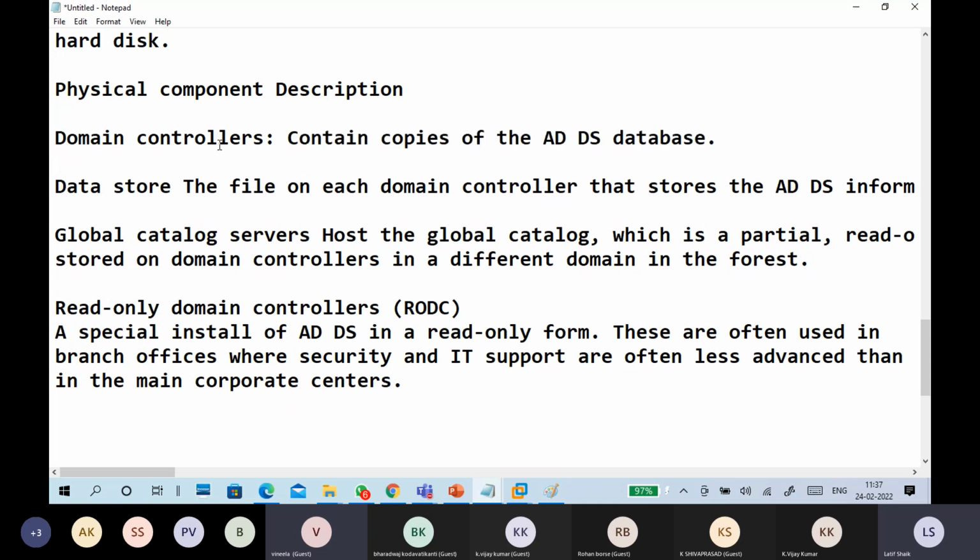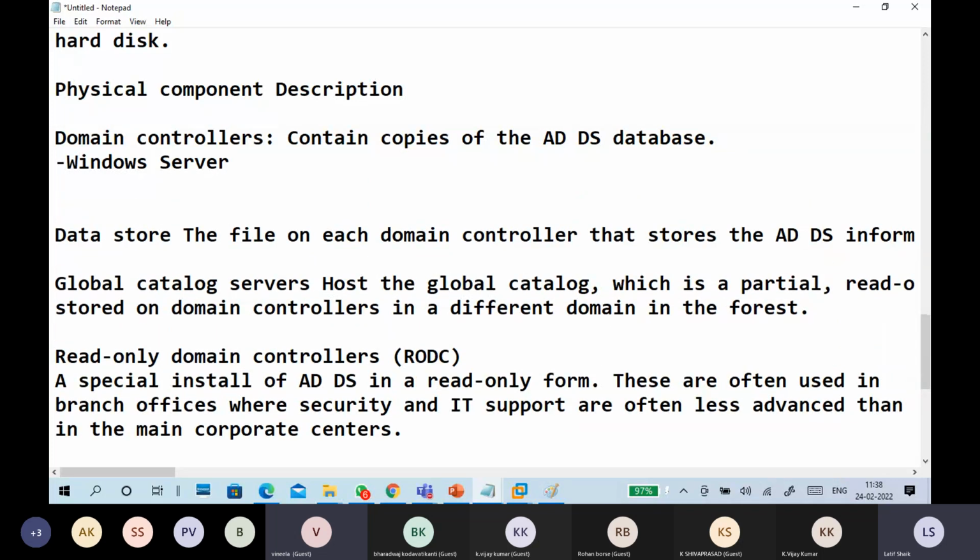What is a domain controller? A domain controller is nothing but your Windows server, right? It is nothing but a Windows server. It can be 2016, 2019, Windows 2008, 2012. Okay, it can be anything.